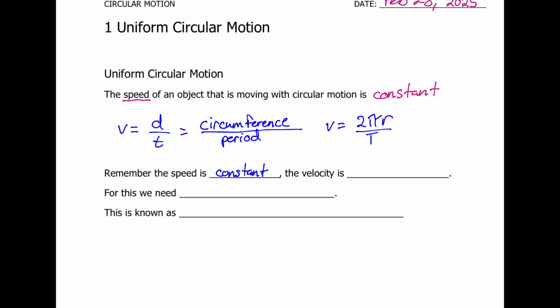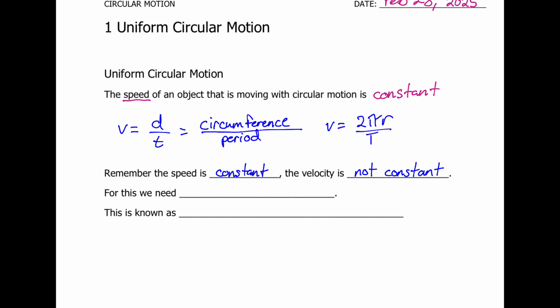What is not constant is the velocity. Interesting choice. How does that work? Is it because speed is scalar and velocity is vector, and since it's going around a circle, it's changing a little bit? It's changing the direction constantly. So the reason the velocity is changing is because its direction is changing. Its speed is constant, but its direction is constantly changing around the circle.